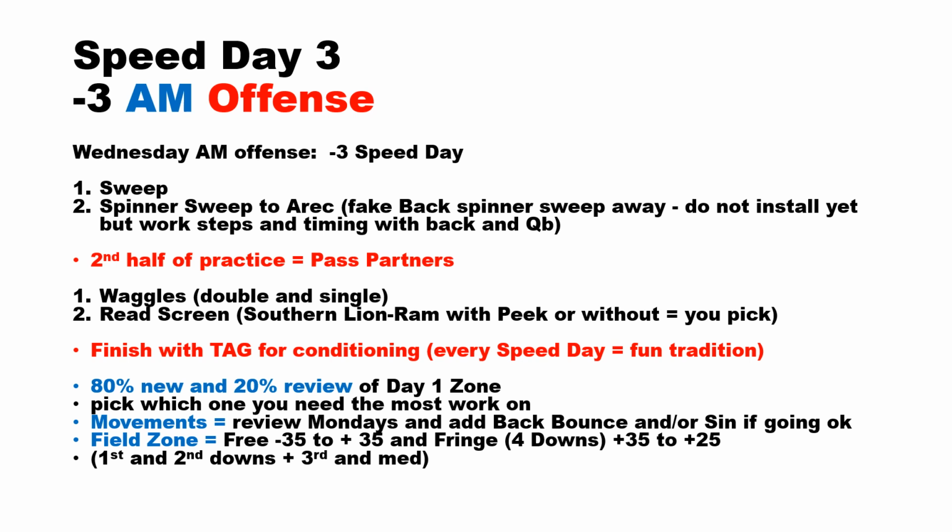Then we go to our speed day where we've ramped up. This is Wednesday, -3. AM is the morning, is offense. Now we're going to go with our pin and pull sweep. We'll get into then our waggles, deeper pass plays, and a read screen where we've got linemen running too. Key here is you want to do an 80-20 rule where you're going to do 80% of new installation, but then you want to recall things you put in with the zone work on day 1 20% of the time. Pick which one you need the most work on. Then we'll kind of build on the movements, and then field zone, we get to that free zone, like we said, down to the fringe or 4-down zone. Work more third downs and mediums at this time.